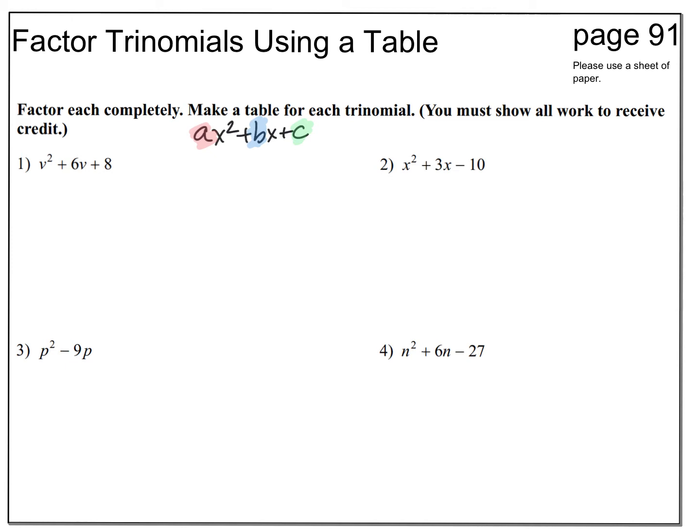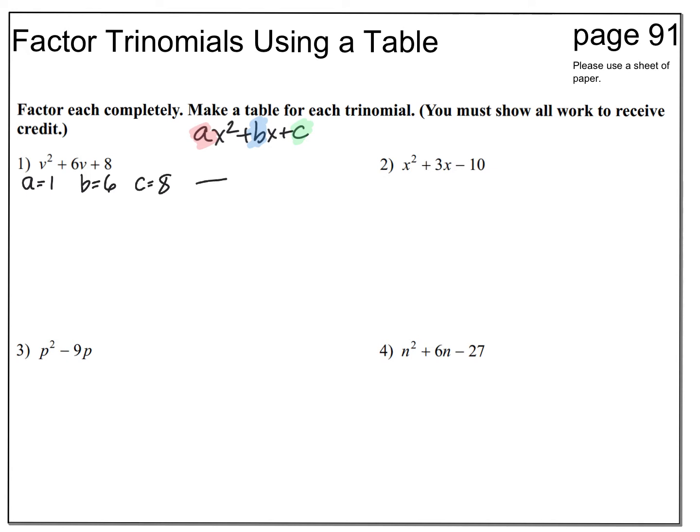For the first problem, this is a trinomial. I want to write what A, B, and C are. So underneath your problem, when you write it down, write A equals, B equals, and C equals, and then we're going to name the values. A is 1, B is 6, C is 8.